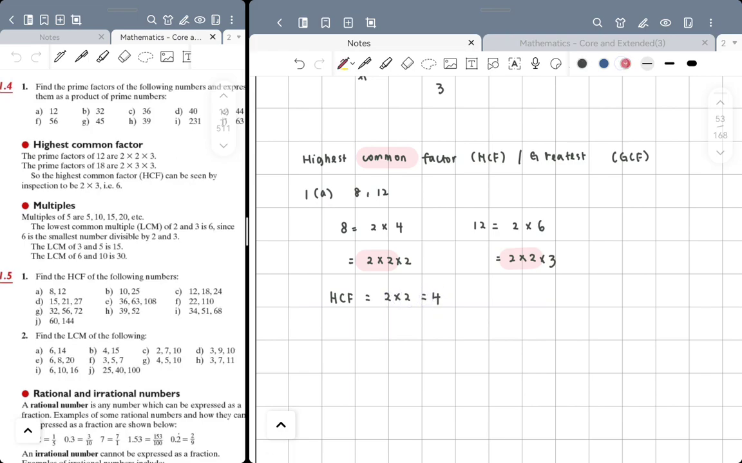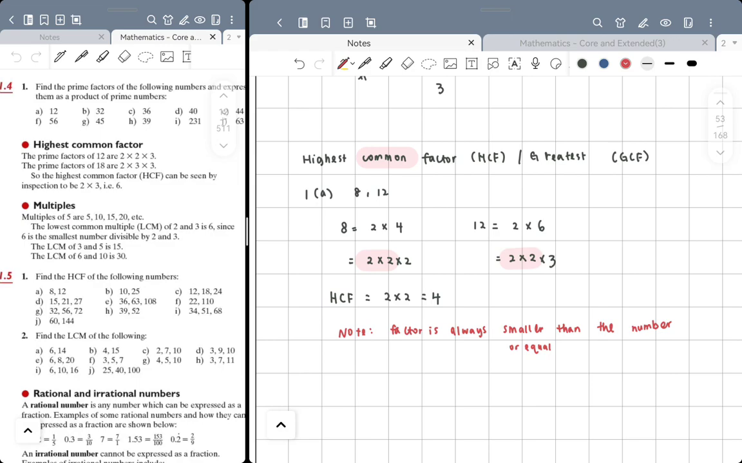Okay, so please take note that a factor is always smaller than the number, because it's the divisor. So if you're looking for the highest common factor, it will always be smaller than or equal to the number. Smaller or equal. If you get a bigger number, that is actually the multiple.